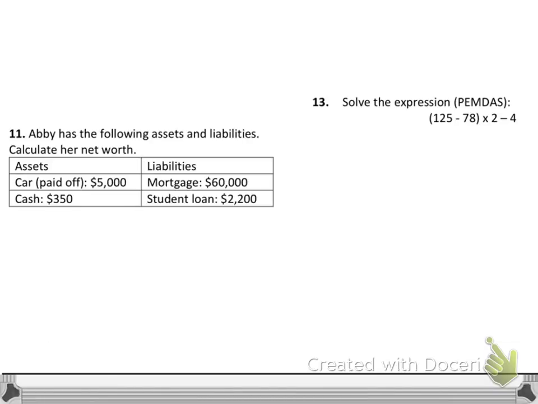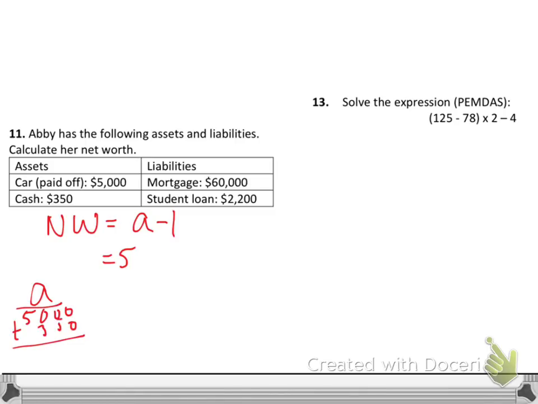Let's skip to 11 and 13. Abby has her following assets and liabilities. Calculate her net worth. So, remember, net worth equals assets minus liabilities. We have to add up our assets, which are 5,000 plus 350, which is 5,350. Minus our liabilities. Liabilities are 60,000 plus 2,200, which is 62,200.